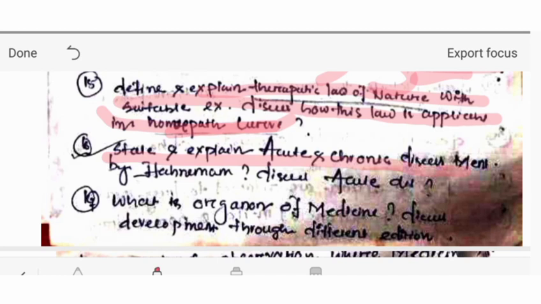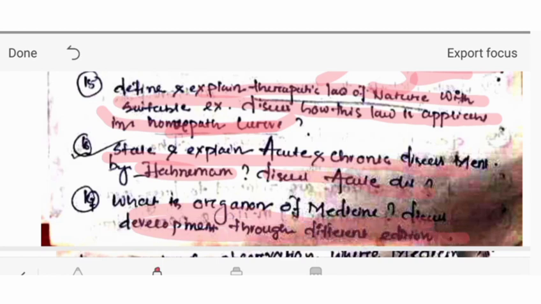Then explain acute and chronic disease, and discuss acute disease. You should write the acute and chronic definitions, their classification, and the whole explanation of acute disease in this question with examples. Case taking of acute disease, you should write 70 to 73. Then what is Organon of Medicine, and its development through different editions. The same question is now repeated.